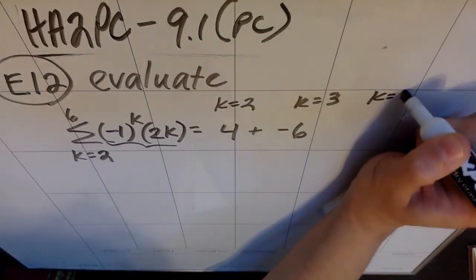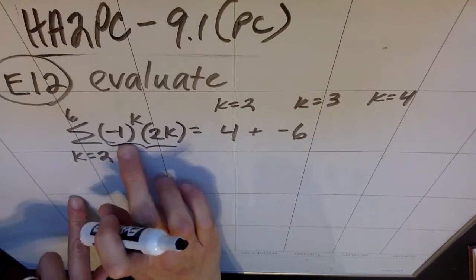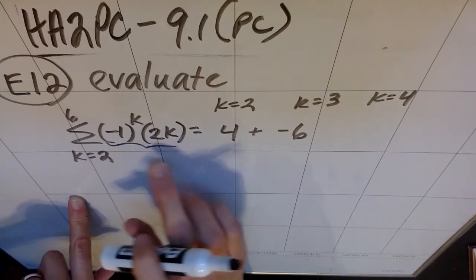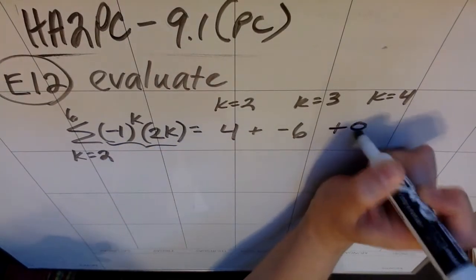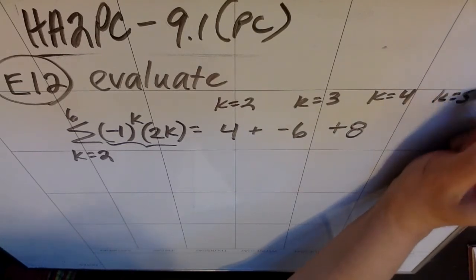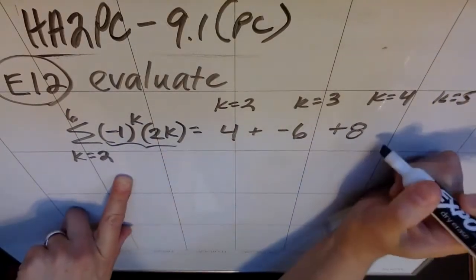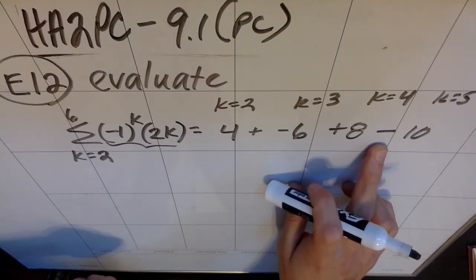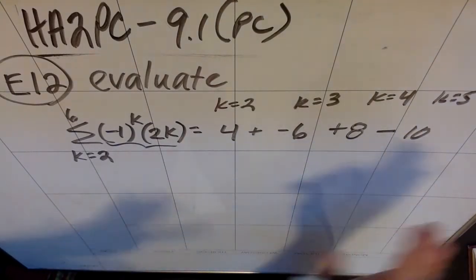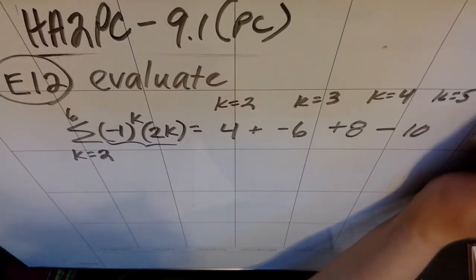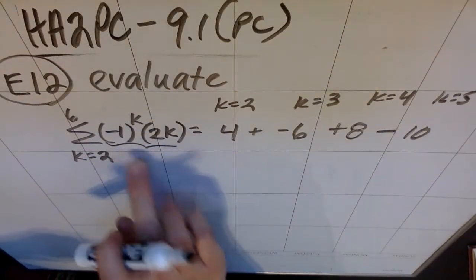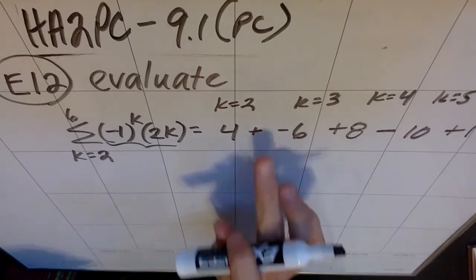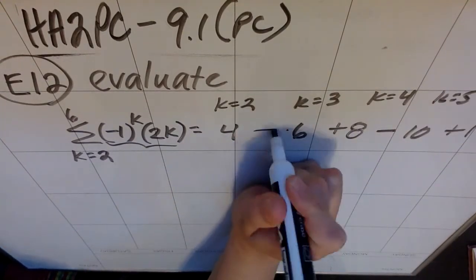When I plug in k is 4, I'm going to get a positive here again, because -1 to the 4th, and then times an 8, so I'm going to get a +8. When I plug in k is 5, I'm going to get a negative again, and then it'll be a 10 because it's 2 times 5. And again, if you want to make that just a -10, or plus a -10, that's fine. And then lastly, when I plug in k is 6, I should get a positive and a 12. So I'm going to get a plus 12. And again, if you feel more comfortable, you can make this a minus 6.